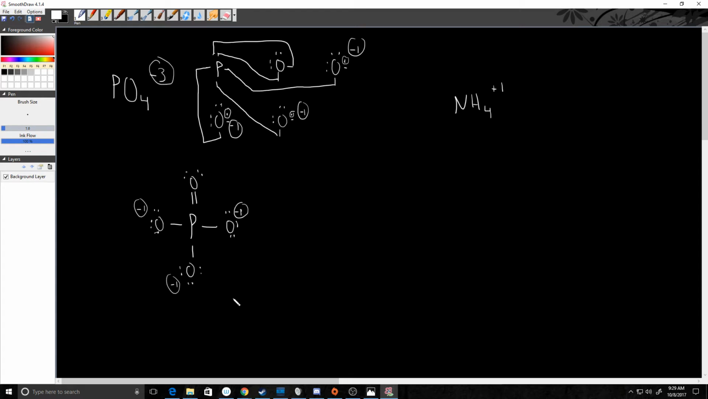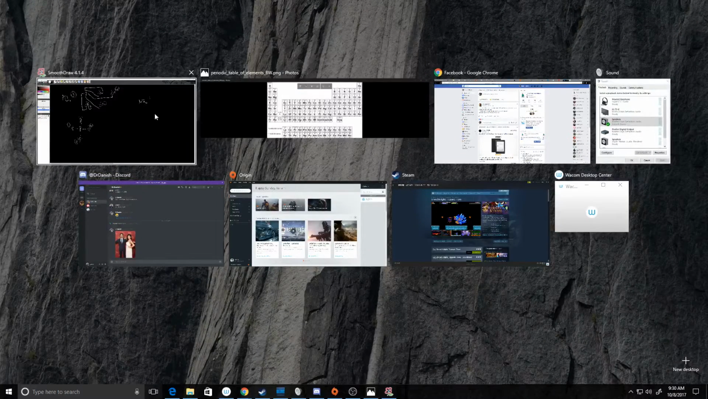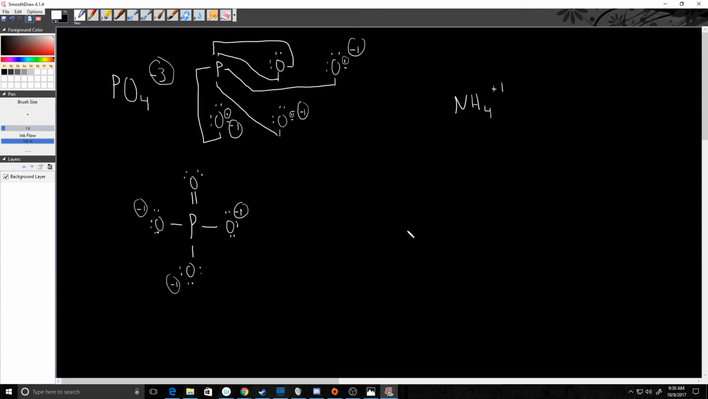All right, so I want to look at one more real quick. We're going to look at essentially the one positive polyatomic ion. So NH4 positive 1. The positive one means we've taken an electron from somewhere, and let's figure that part out later on. So I have a nitrogen, and I have 4 hydrogens.